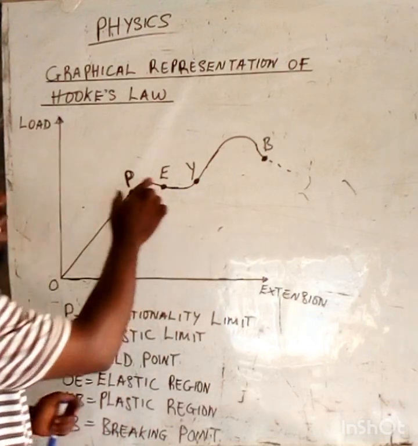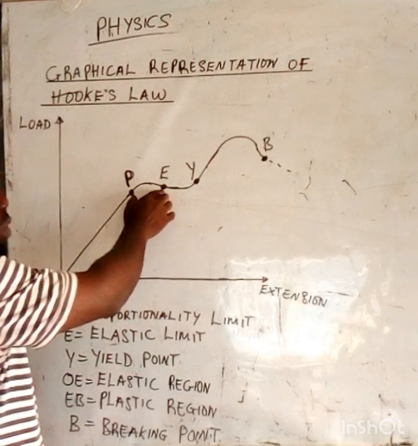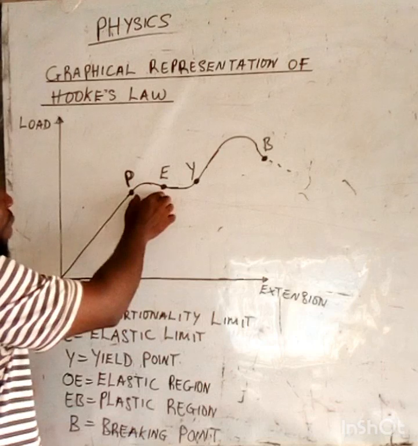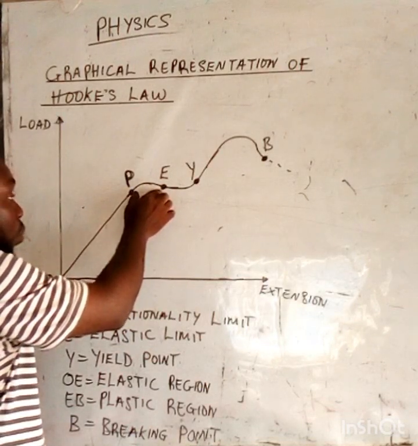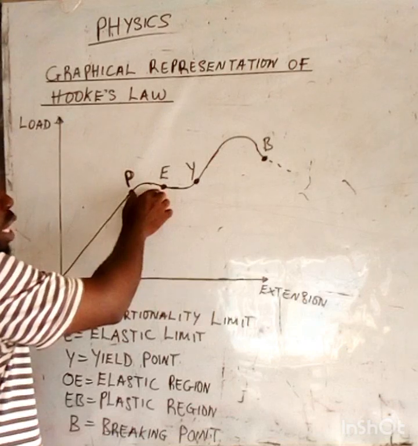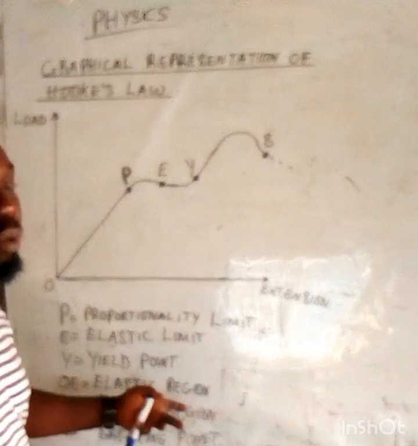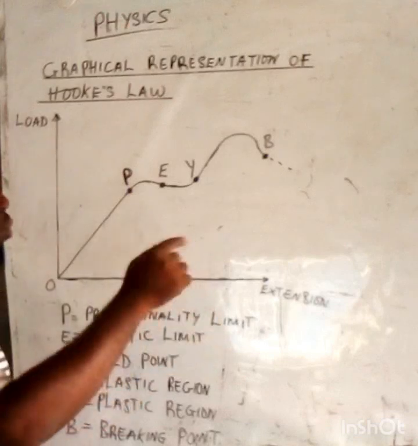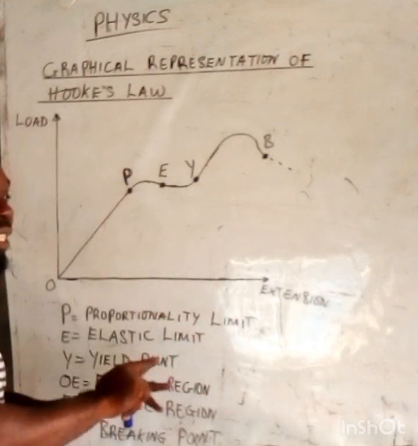But in the elastic region, when you apply a force or a load on this particular material within here, the material is bound to be extended. There's going to be extension of the length of that material. Then when the force is removed, the material will come back to its normal size and shape again.